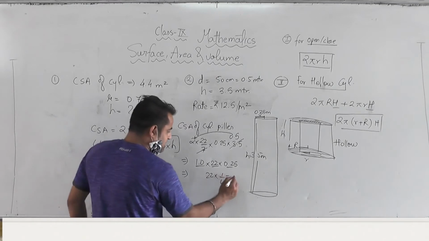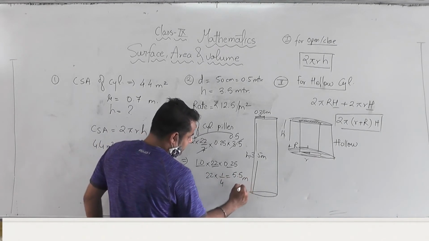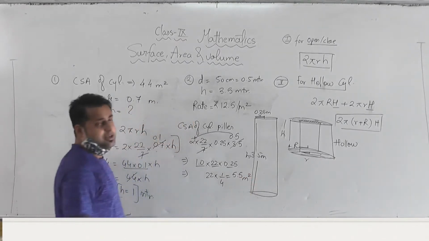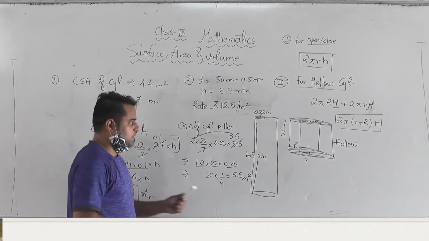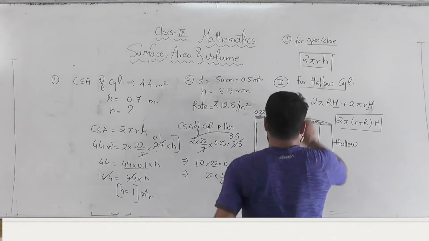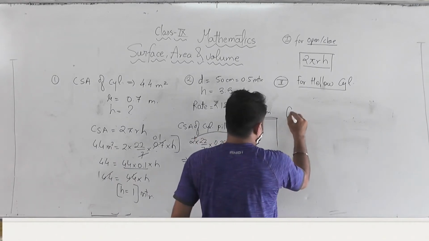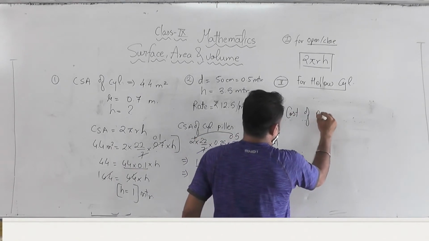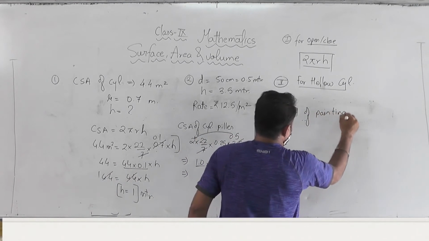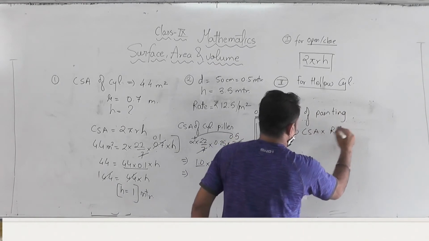So we just divide it by 4. 4 5s are 20. So 5.5 meters square will be the CSA of this pillar. Okay, as we get the CSA, now we will calculate the cost of painting. Now the cost of painting the pillar is the CSA multiplied with the rate.